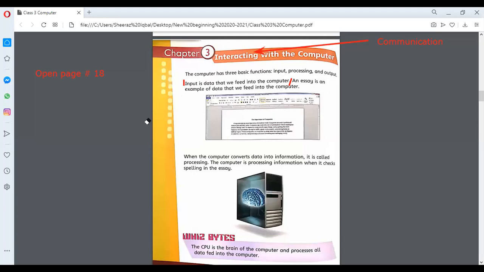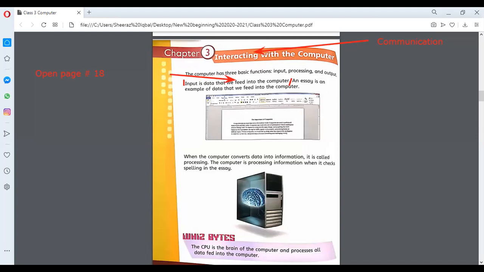Input is data that we feed into the computer. Okay. So input is data we feed into the computer. Yasin Ahmed read this one. Very good, Yasin. So input is data we feed into the computer.